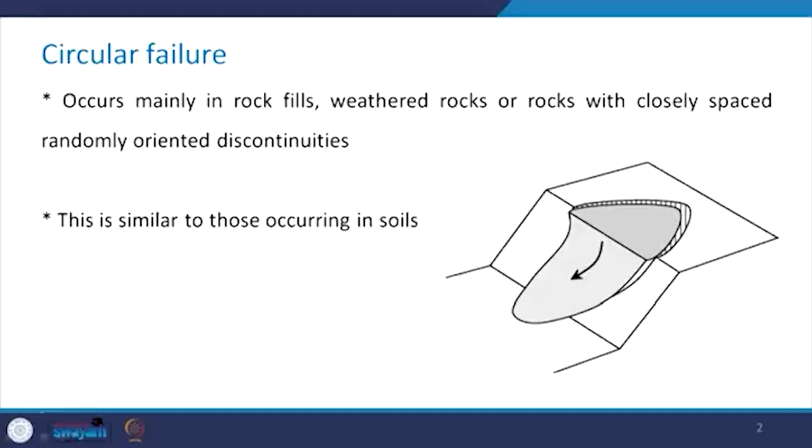This circular failure occurs mainly in rock hills, weathered rocks, or rocks with closely spaced, randomly oriented discontinuities. This is very similar to the kind of failure which occurs in soil slopes. You can take a look at this picture. This is your slope, and here the sliding of this mass takes place along this circular plane. So, this whole mass just slides in this particular fashion.